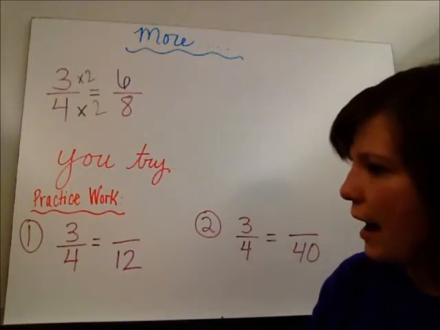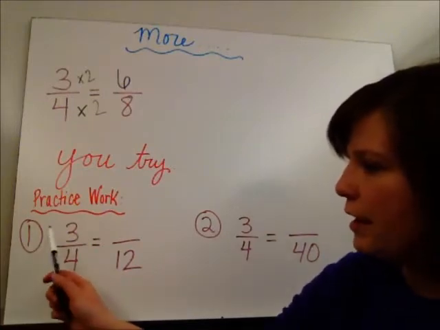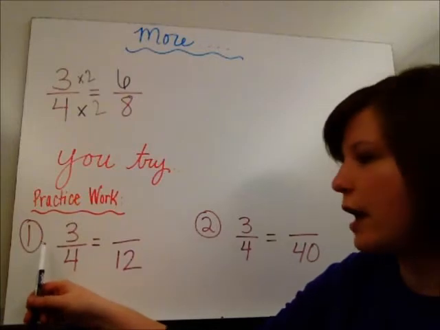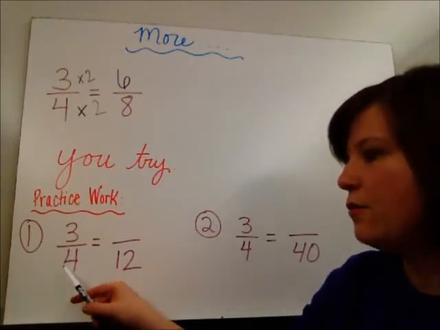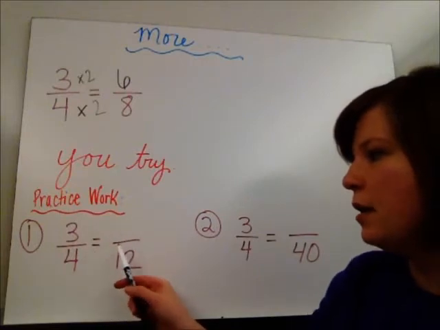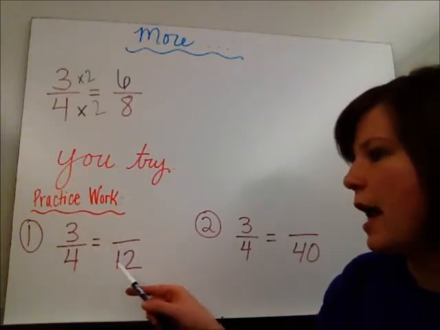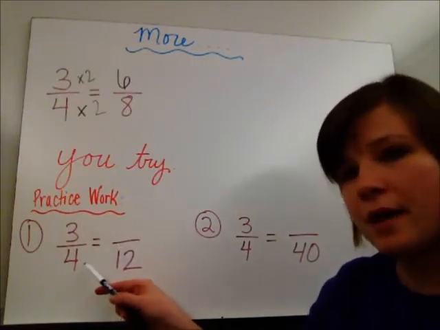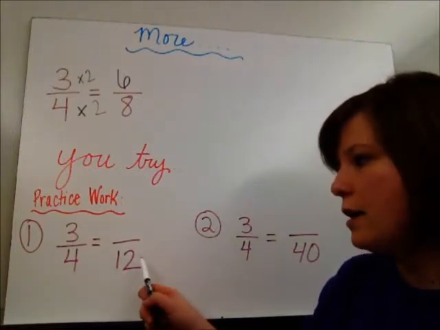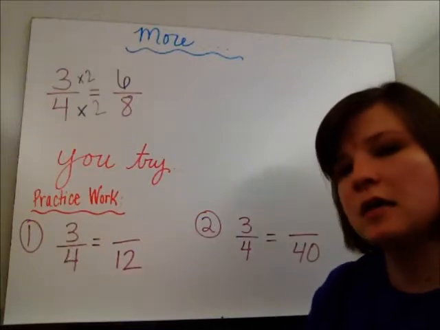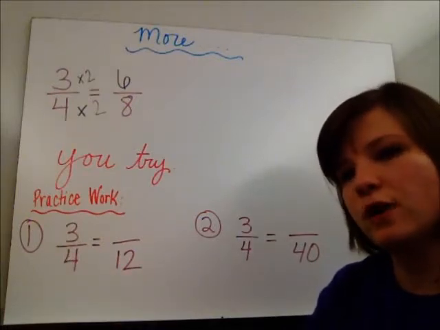So in the practice work section of your note catcher, you need to write number 1 and then write 3/4 equals blank over 12. And then you're going to try that paper and pencil method of figuring out how many 12ths is the same as 3/4. Go ahead and try that.